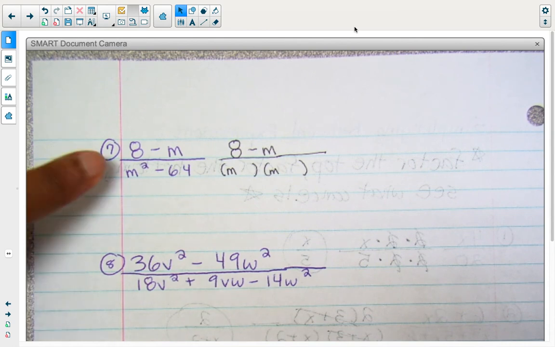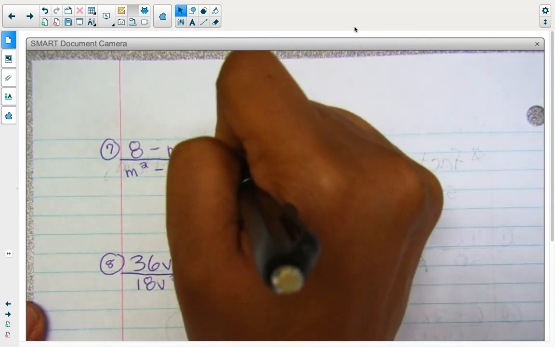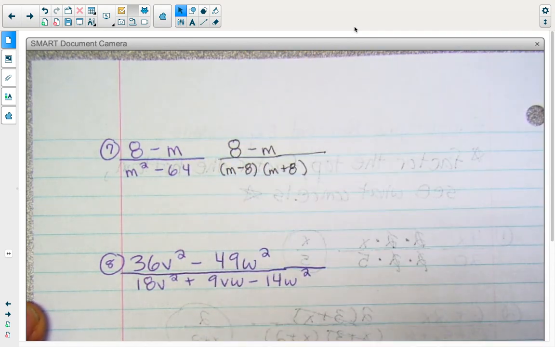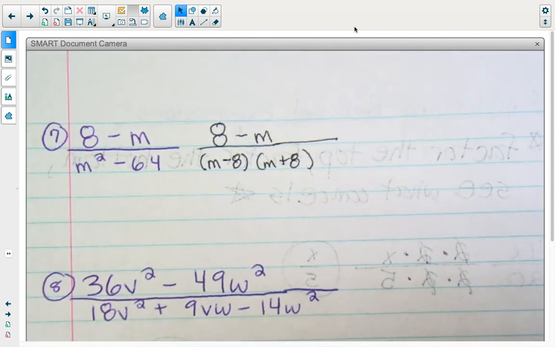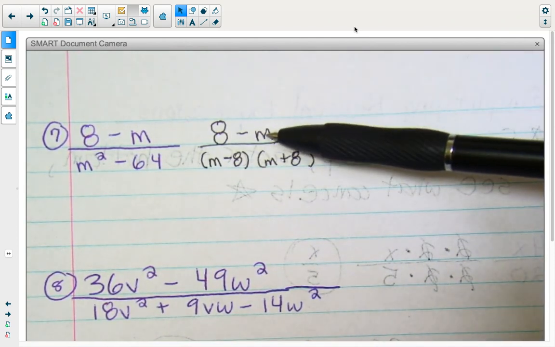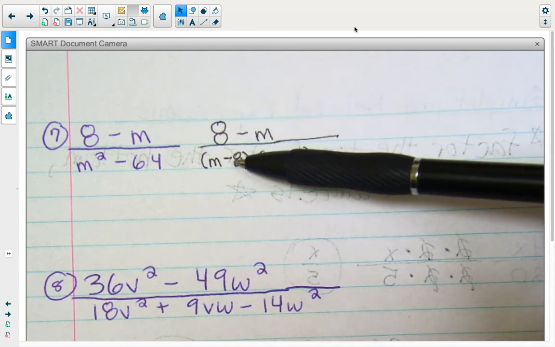So in the denominator, there's no m term. So we're looking for two numbers that multiply to give me negative 64, add to give me 0. So those numbers are negative 8 and positive 8. Now, this is another case where my signs are off just a little bit. So this is negative m, that's a positive m. This is positive 8, that's a negative 8.